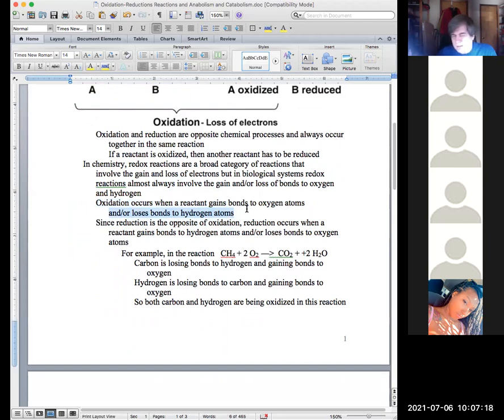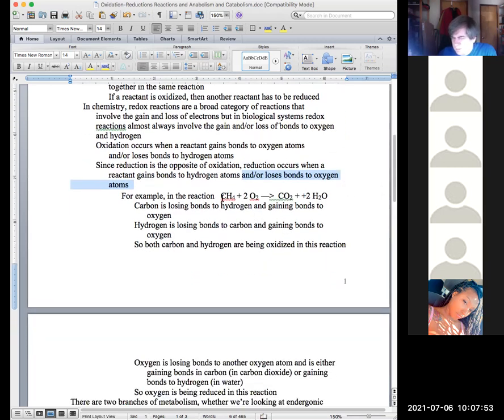But if we have a reactant and at the end it has another bond to oxygen that it didn't have before, or if it lost a bond to hydrogen that it had before, then we're going to say that it's oxidized. Reduction is the opposite. Reduction is going to happen when we have a reactant and it gains a bond to hydrogen, or when it loses a bond to oxygen. And again, both of these might happen, or maybe just one. So let's look at an example of this.